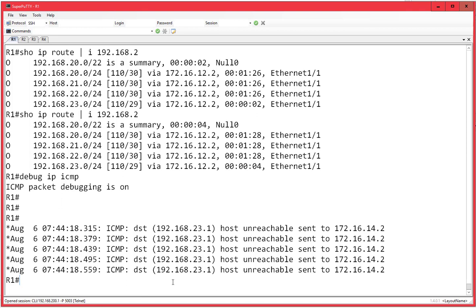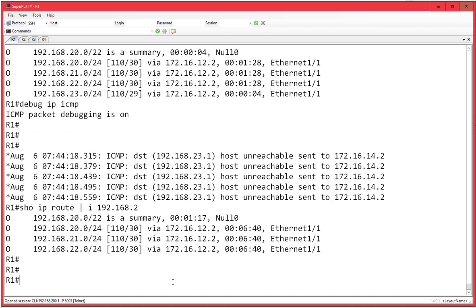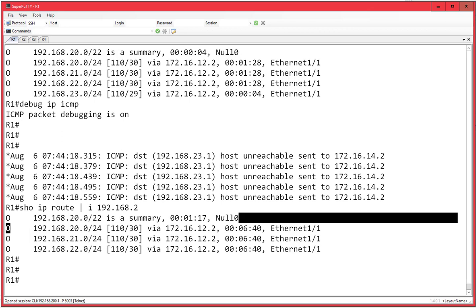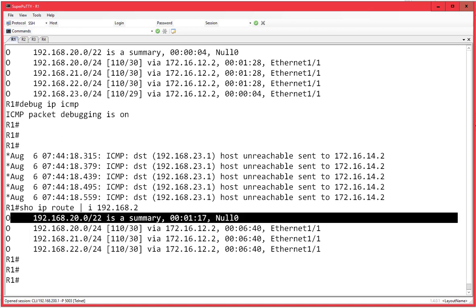What's happening with the packet? It's going from router 4 to router 1. Router 1 is advertising that that network exists, but because router 1, show IP route pipe include 192.168.2, doesn't include a 23 subnet with a /24, the 23 route gets matched to the null zero interface and the packet gets dropped. That's your loop avoidance mechanism in action.